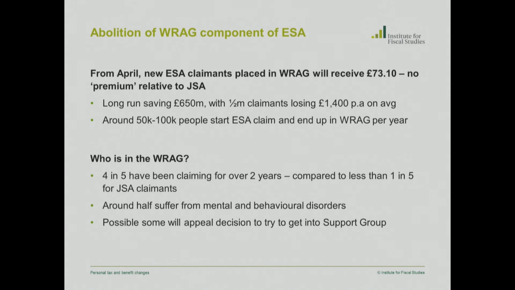The long-run saving from that policy is a bit over £500 million, with 500,000 claimants losing £1,500 a year on average. And we reckon that it will affect about 50 to 100,000 people in the next year.